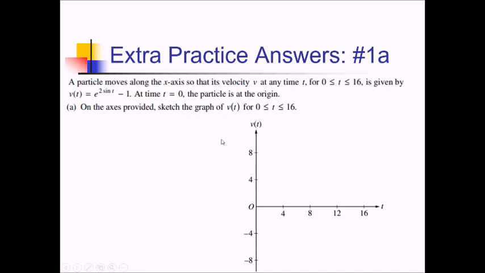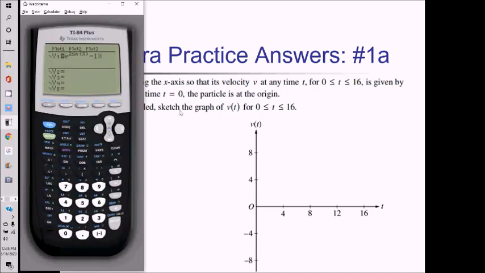So this is pretty straightforward. You just go on your calculator and graph this thing and then copy the graph over here. So let's take a moment to do that. To begin with, I have entered the velocity function in my y equals under y1, and now I'm going to go to window so that I can get the same window they're using over here.